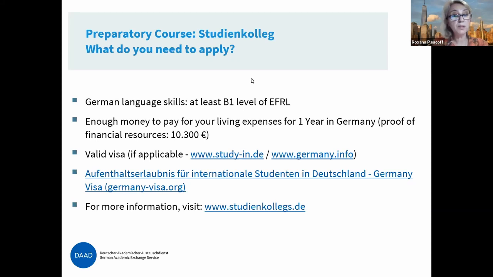What do you need in order to apply for a Studienkolleg? You need German language skills, at least B1 level of the European Framework of Reference for Languages, enough money to pay for your living expenses for 1 year in Germany, and proof of financial resources, and that's around 10,300 euros for the year. A valid visa.